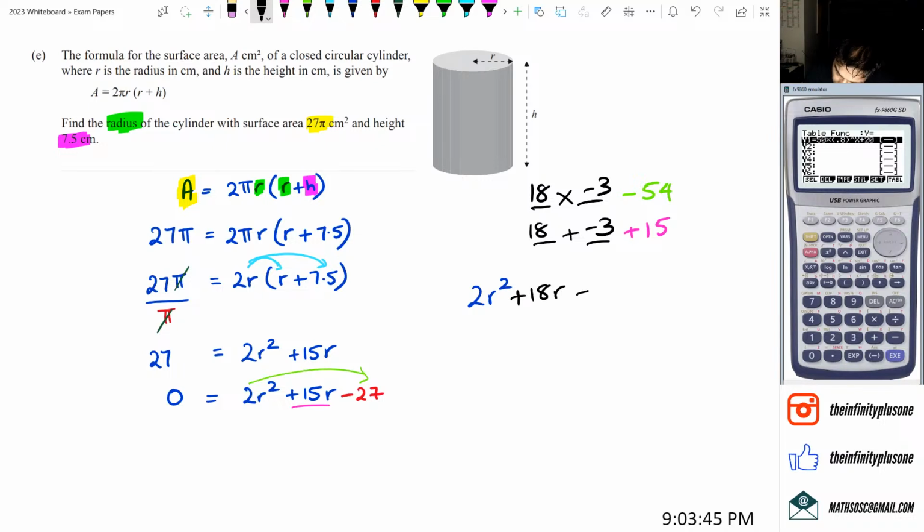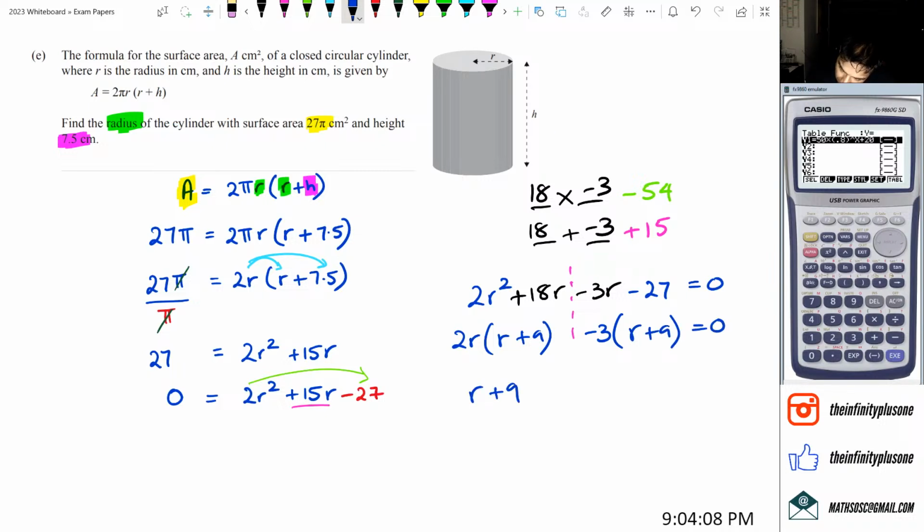Plus 18r minus 3r. And then we've got minus 27 equals 0. Thank you for picking that mistake up. We've got 2r as a common factor in the brackets, which means we're going to get r plus 9. Minus 3 as a common factor, we're going to get r plus 9 equals 0. So we've got r plus 9 and 2r minus 3 equals 0. And then we've got r plus 9 equals 0 or 2r minus 3 equals 0.